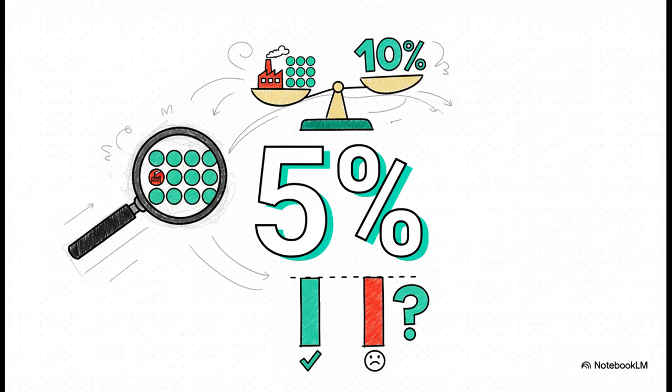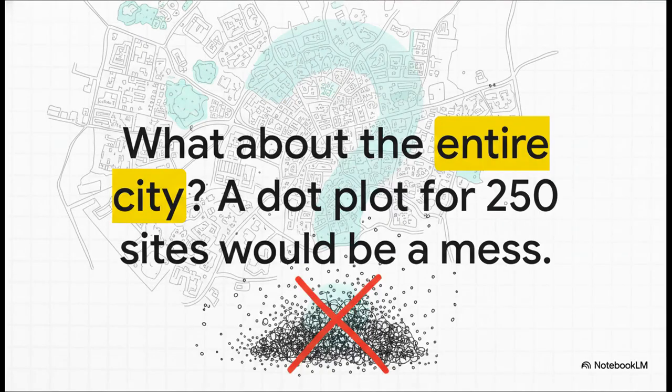So let's do the math real quick. One problem site out of 20, that's exactly 5%. So for this one neighborhood, we're actually below that 10% threshold. It looks like no immediate citywide action is needed. Case closed, right? Well, not so fast.